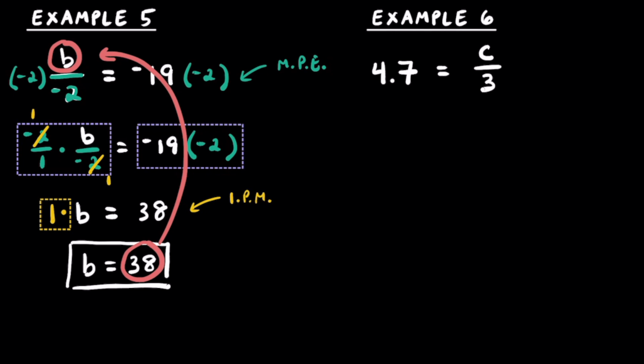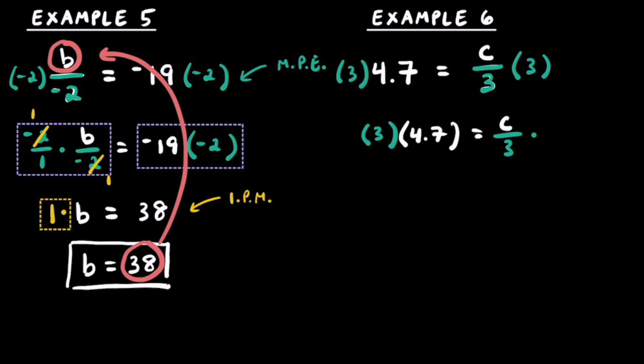For example 6, we have 4.7 is equal to c over 3. Since we're dividing by 3, let's go ahead and multiply both sides by 3 to get rid of the divided by 3. Rewriting this, on the left side this is 3 times the 4.7, just going to go ahead and write it just like that. And on the right side, let's write c over 3, which we originally had, and we're multiplying this by 3, which is 3 over 1 as a fraction.